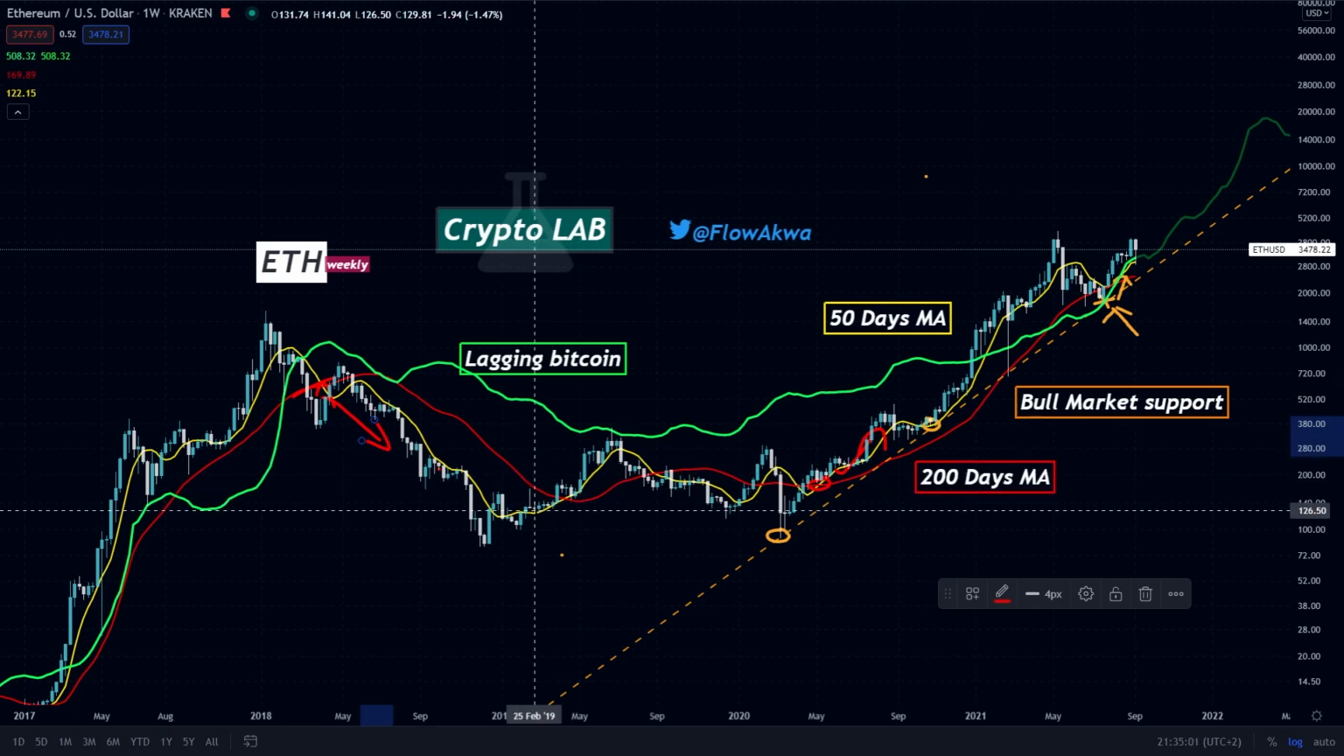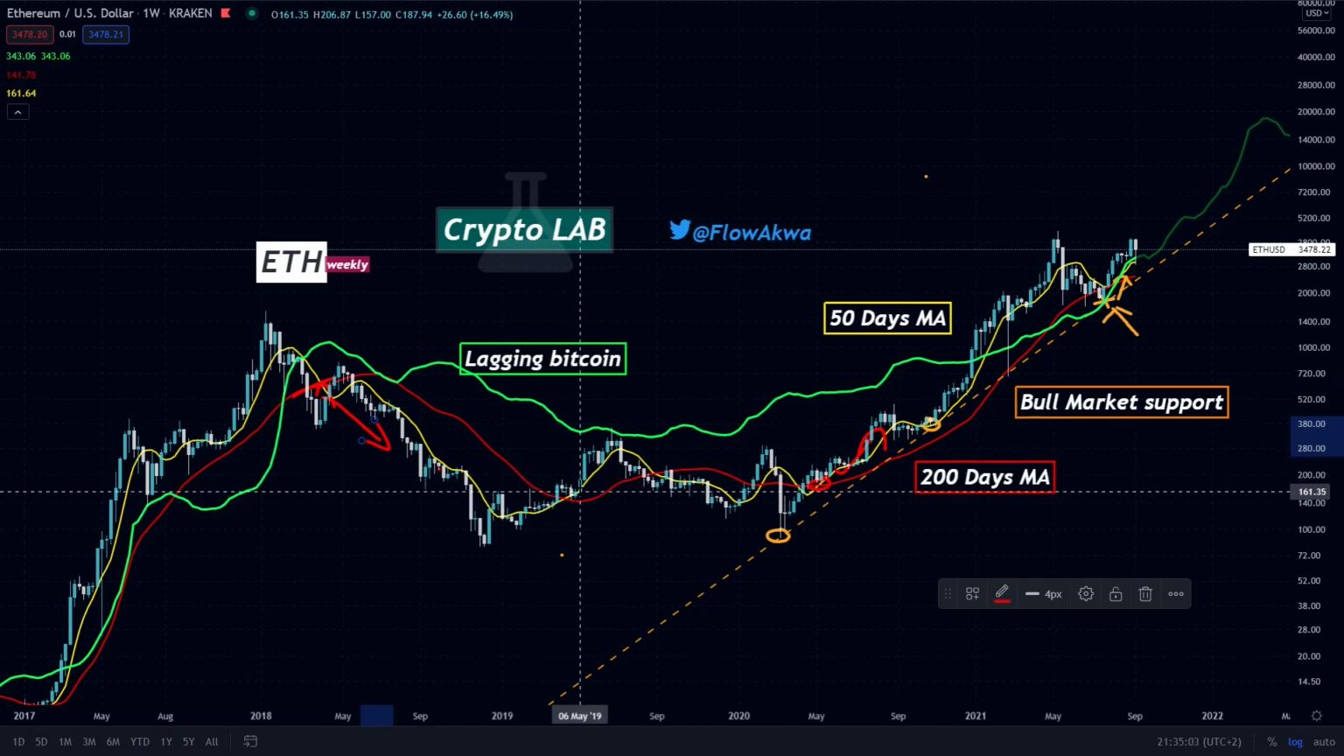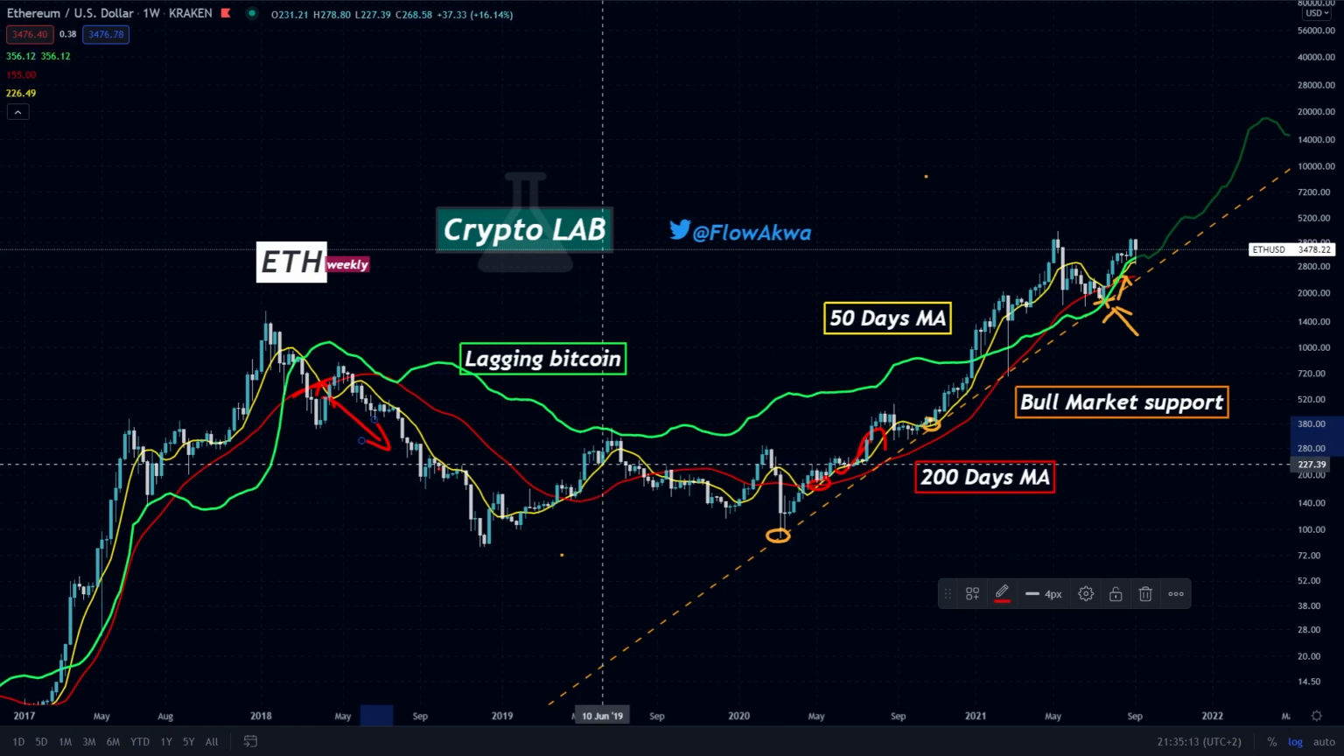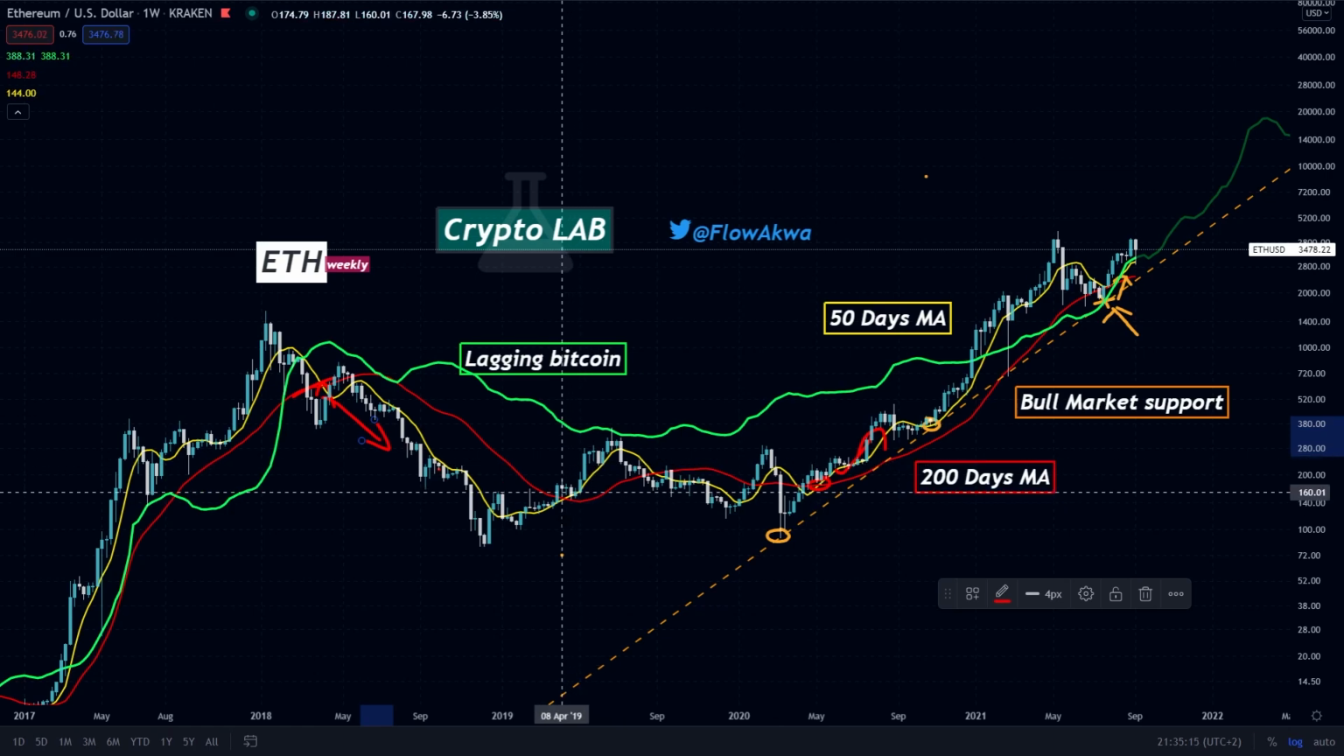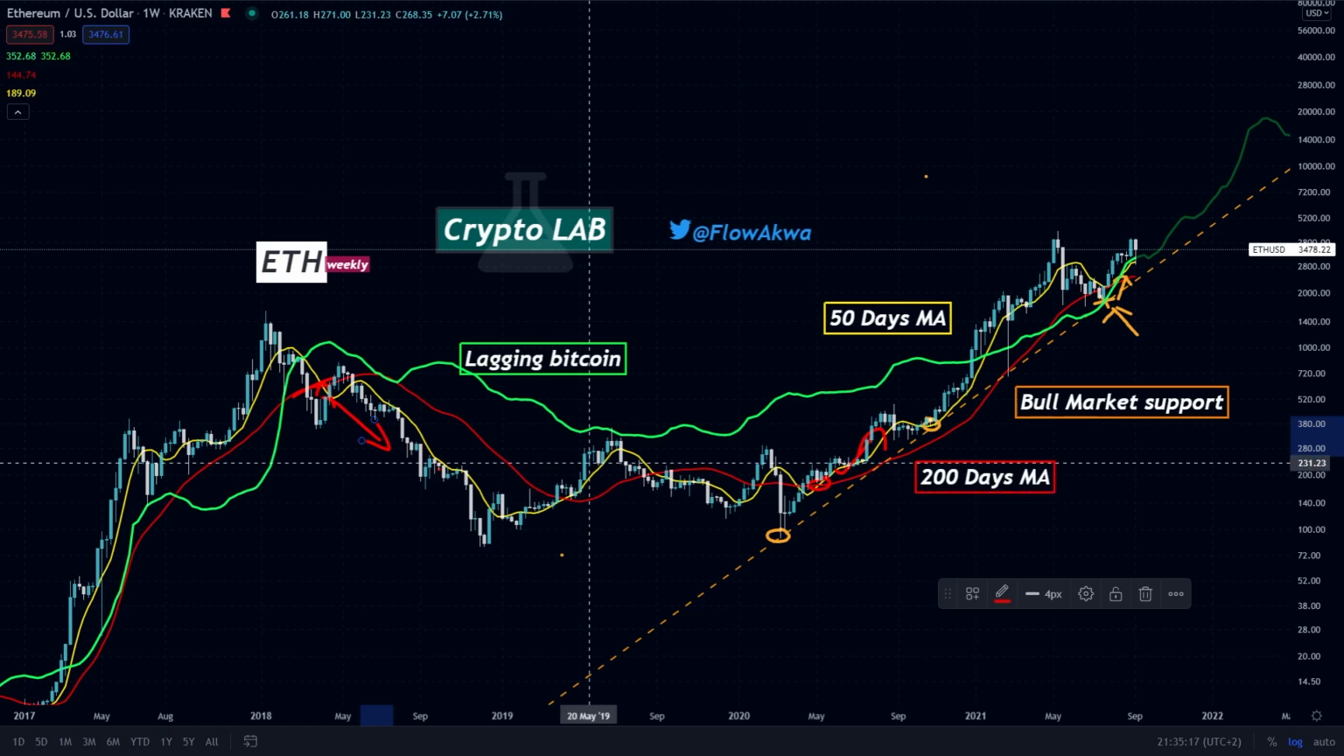Now, when the yellow line goes above the red line, we call this a golden cross. And in this scenario, it means that the price is supposed to go in a bull market, so the price is supposed to go up.